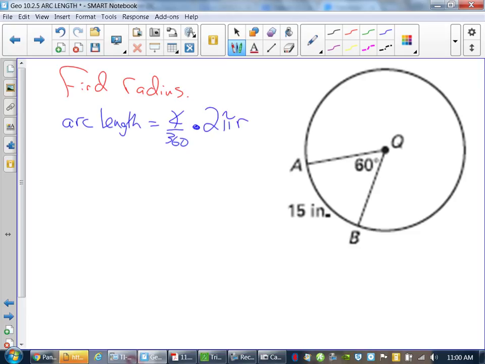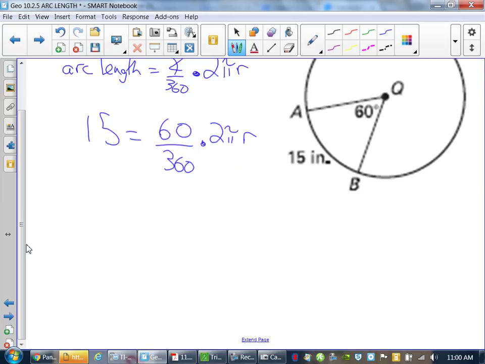Arc length is given, it's 15. Central angle is given, it's 60. Okay? So once again, in order for us to figure out what the radius is, the first thing I want you guys to do is simplify that statement first. You want to simplify that statement first.